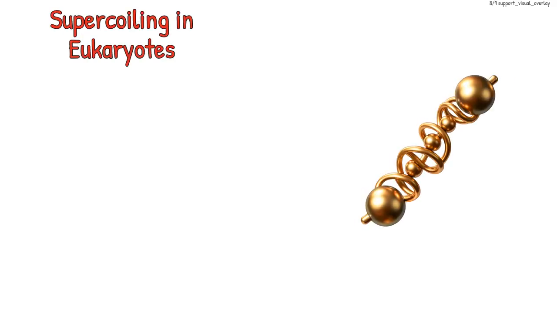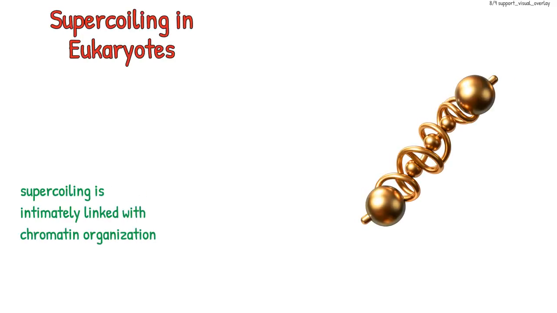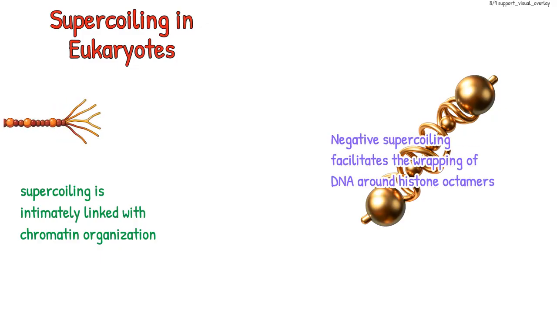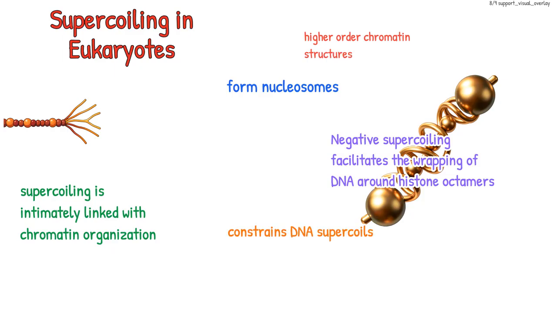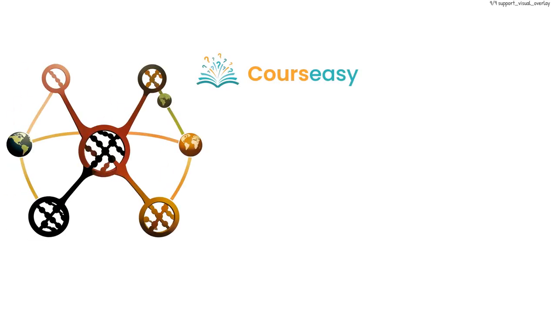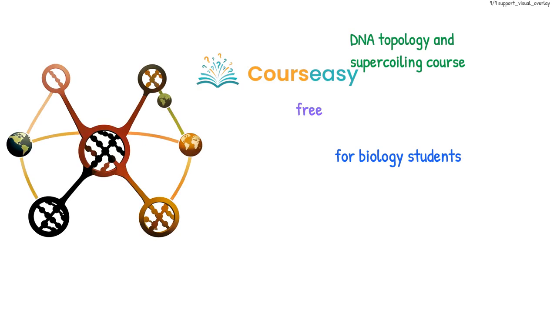In eukaryotes, supercoiling is intimately linked with chromatin organization. Negative supercoiling facilitates the wrapping of DNA around histone octamers to form nucleosomes. The assembly of nucleosomes and higher-order chromatin structures also constrains DNA supercoils, creating localized regions of negative supercoiling that influence gene accessibility and activity.